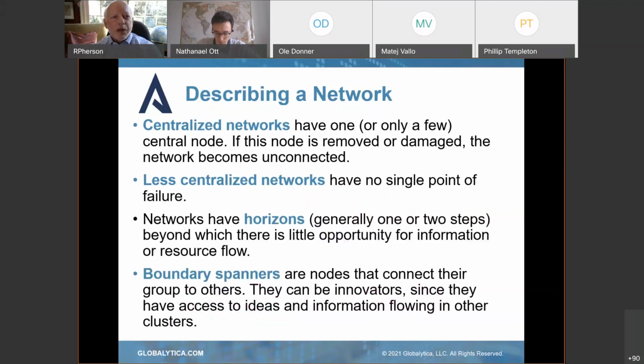So how do you describe different kinds of networks? A centralized network will be like a hub and spokes. You have one central node, and then everybody else goes out from the central node. A less centralized network has no single point of failure. A good less centralized network these days is Antifa in the United States, where they organize over the internet. They have no assigned leader.